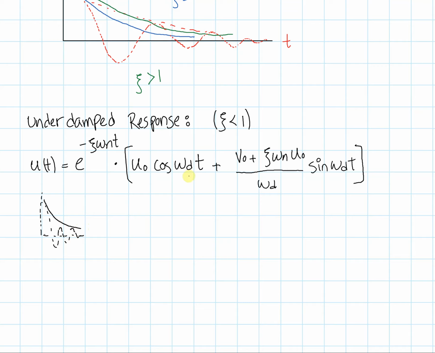So the question now is, what is omega d? Omega d is the damped natural frequency. The damped natural frequency is equal to the undamped natural frequency multiplied by the square root of 1 minus zeta squared. And this holds true as long as zeta is less than 1.